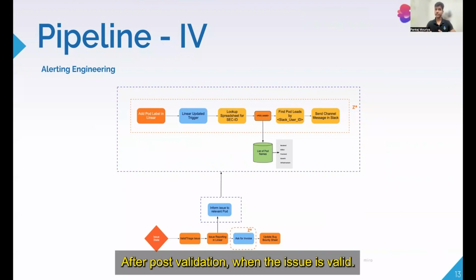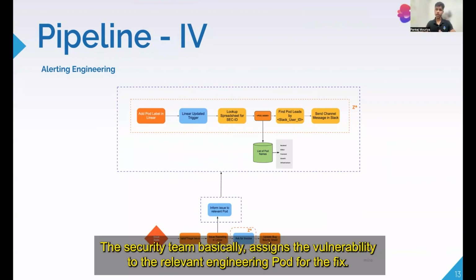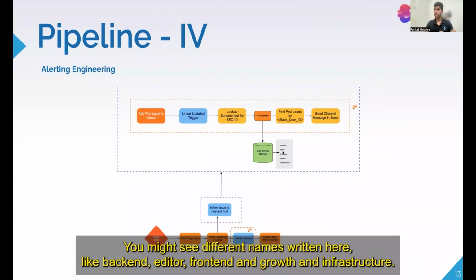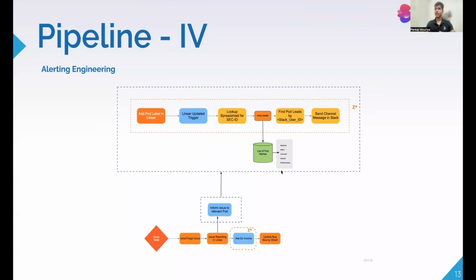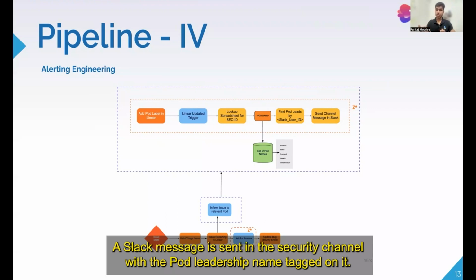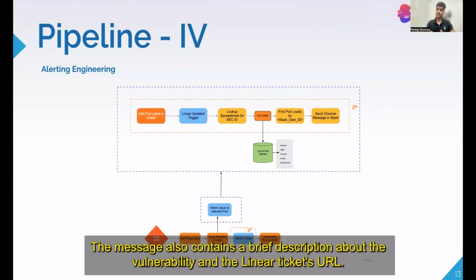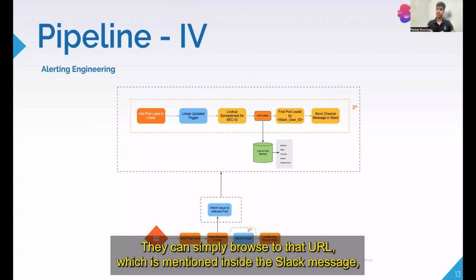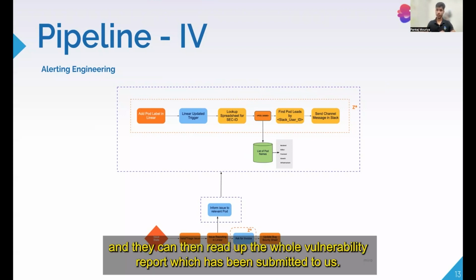After post validation, when the issue is valid, the security team assigns the vulnerability to the relevant engineering pod for the fix. The security team adds a label with the pod name. You might see the different names written here, like backend, editor, front-end, growth, and infrastructure. These are the list of pods. Depending upon the label which has been added, a Slack message is sent in the security channel with the pod leadership name tagged on it. The message also contains a brief description about the vulnerability and the Linear ticket URL, so that the pod leadership knows there is an issue which falls in their domain, and they can simply browse to that URL and read the whole vulnerability report which has been submitted to us.